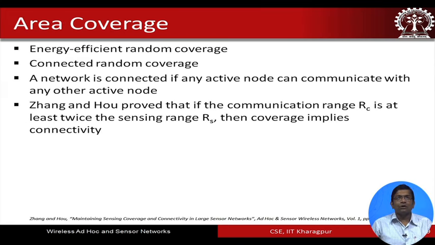We are going to go through each of them shortly. So, area coverage is an energy efficient random coverage, and the network is connected, where it is required to cover each and every area in a particular region of interest.